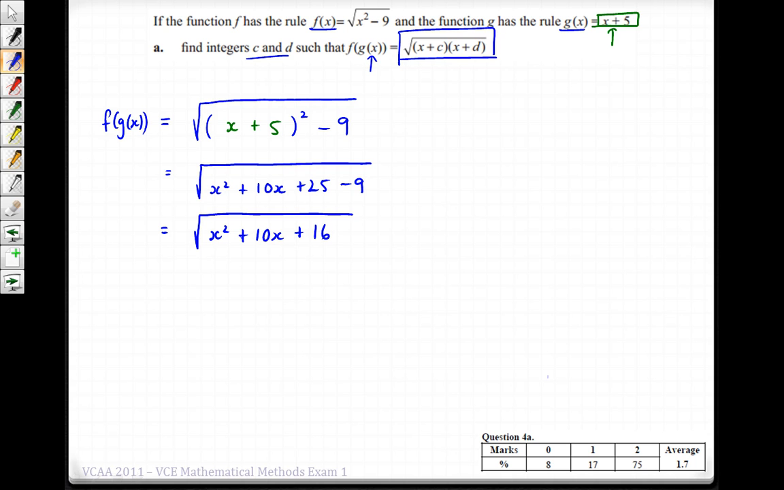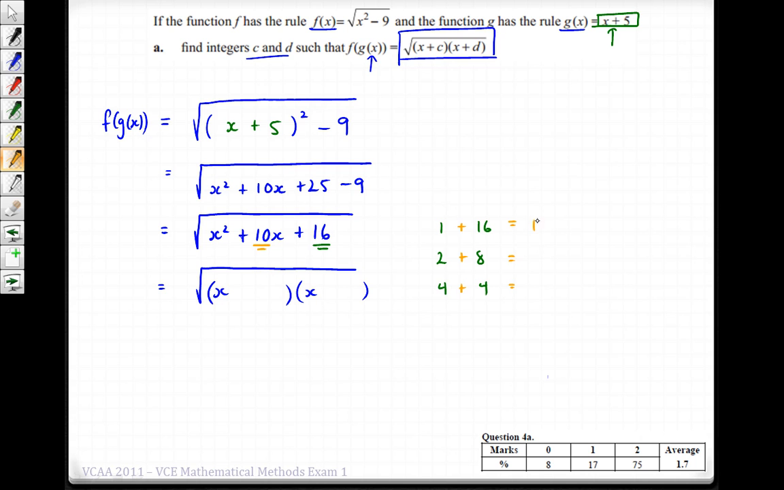Now we just need to find c and d such that they multiply together, these numbers next to x multiply together to give 16 and add together to give 10. So let's start with the multiples of 16. So we have 1 and 16, 2 and 8, 4 and 4. Then we're just going to need to add them together to see what we come up with.